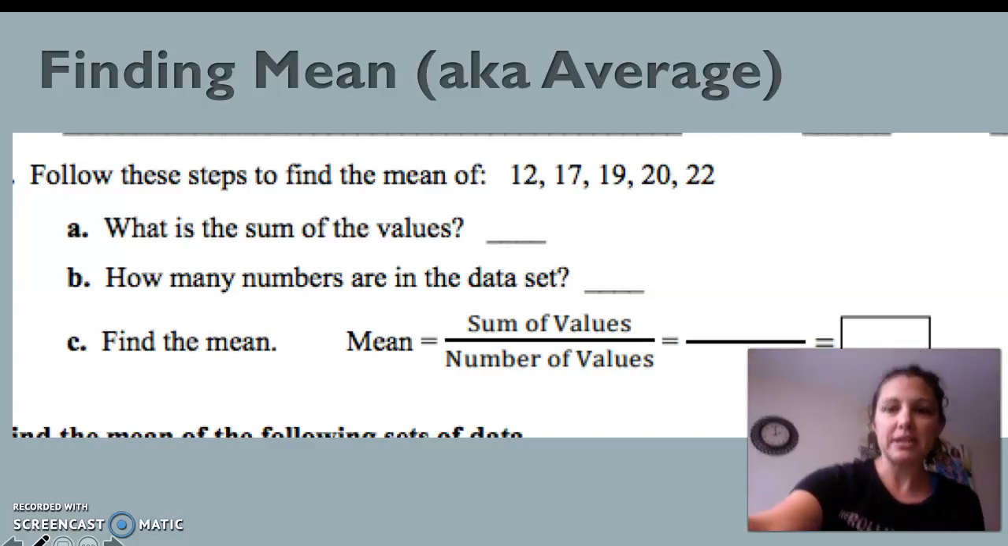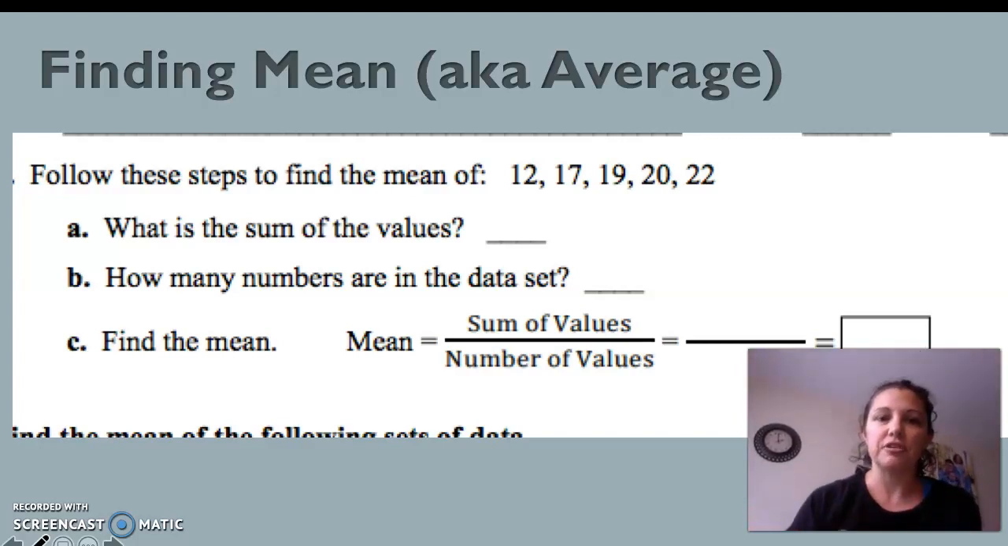Good morning, everybody. This is a mini lesson I went over with the students that were at Zoom today. It goes over your measures of center, which are mean, median, mode, and it also talks about range.